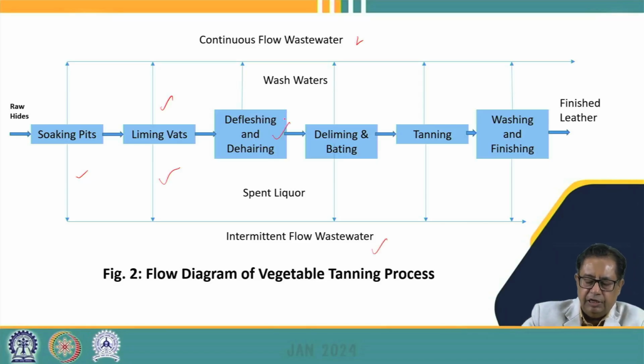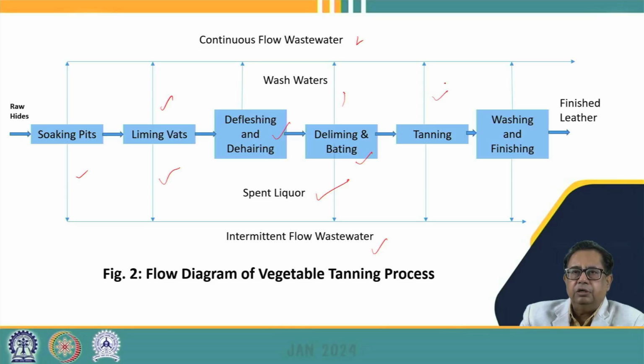Defleshing and dehairing may lead to the continuous generation of wastewater. The deliming and baiting may result in the continuous flow of wastewater when we are going for the washing, whereas the solution that we are using for the deliming and baiting process, this spent liquor, may result in an intermittent flow of wastewater. The tanning process here also may lead to a continuous generation of wastewater.